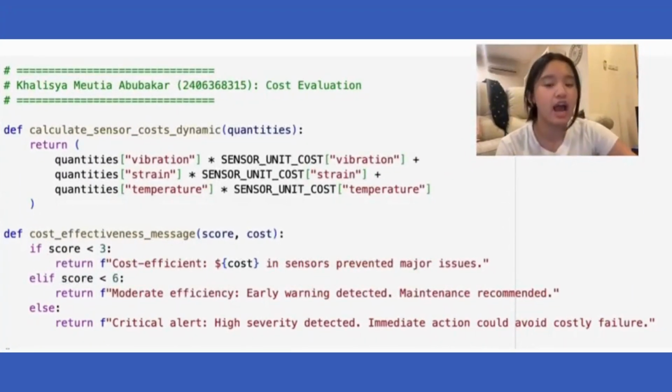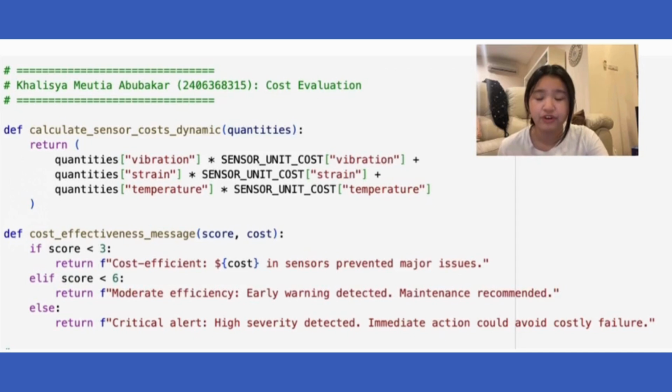On to the next, I will explain the cost evaluation. This section looks at the financial side of the system. The function calculate sensor cost dynamic multiplies the number of each sensor installed from the earlier input by its unit price. So this gives us the total cost of the monitoring system for the current bridge setup. Then, cost effectiveness message gives a judgment about whether the sensor cost was worth it.